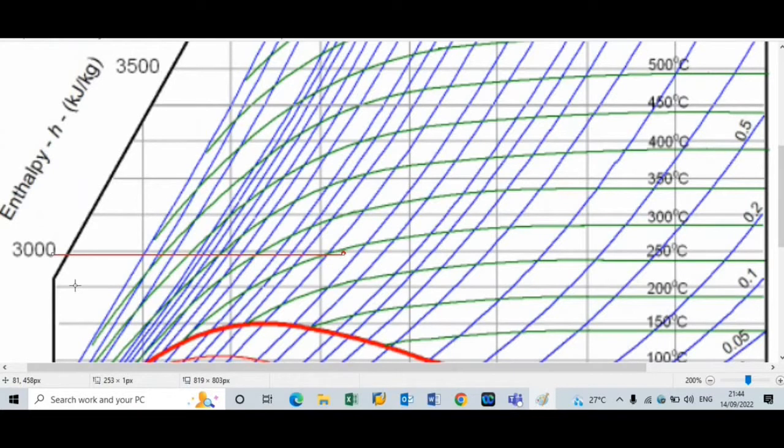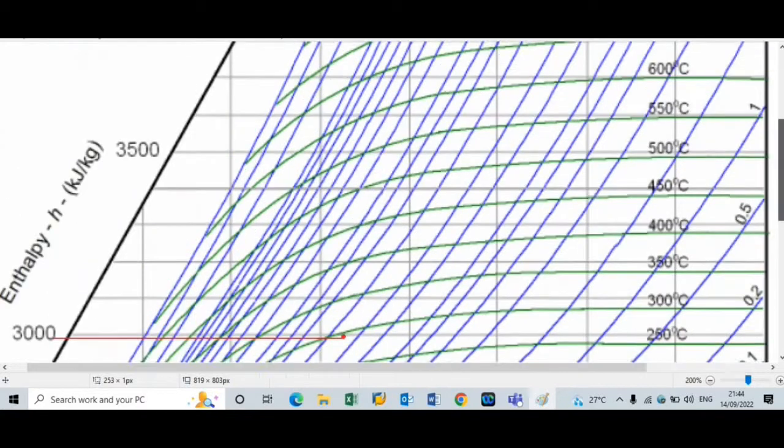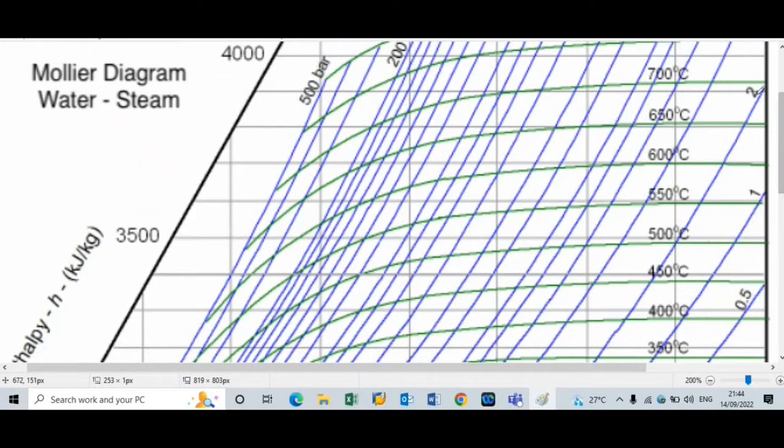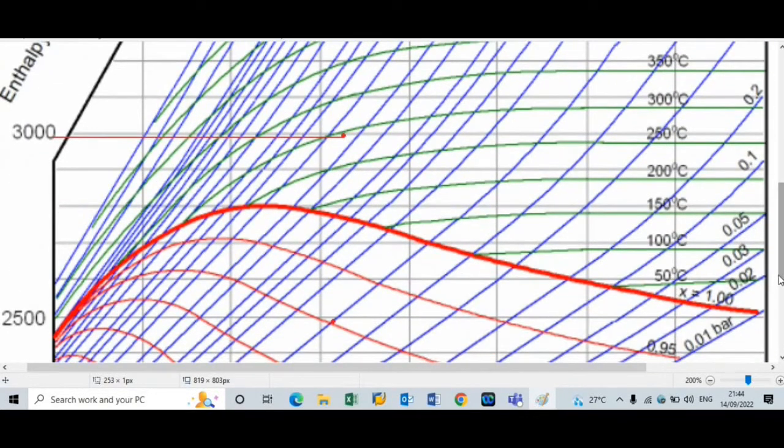Now we will move to select the second point. The isentropic expansion process takes place in the turbine, so we first select point 2. Entropy remains constant from point 1 to point 2 and the pressure is 2 bar. Here is the 2 bar pressure line. So we draw one vertical line passing through point 1 and going down to a pressure of 2 bar.